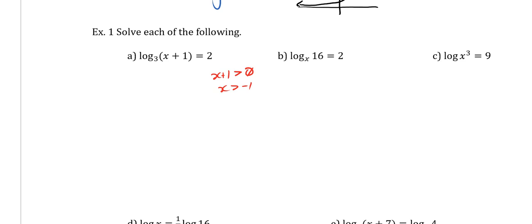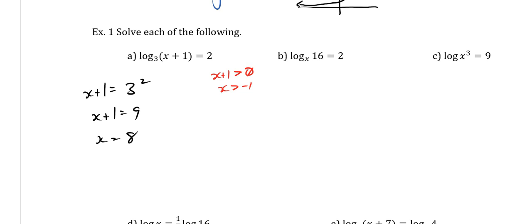How am I going to do this one? This one's kind of easy because I could just rewrite it in exponential form. And that's what I would do. I'm going to start with the x part. This one's going to be x plus 1 equals 3 squared, right? So the base stays the same. The result of the log becomes the exponent, 3 squared, and the argument of the log becomes the result. And so then x plus 1 equals 9, and x equals 8. Is 8 greater than -1? Yes. So we're fine.